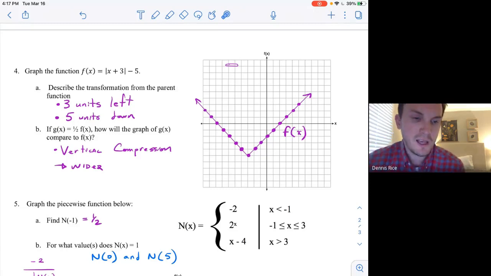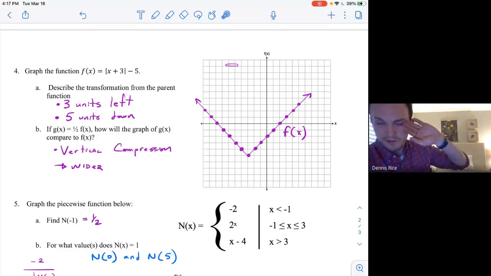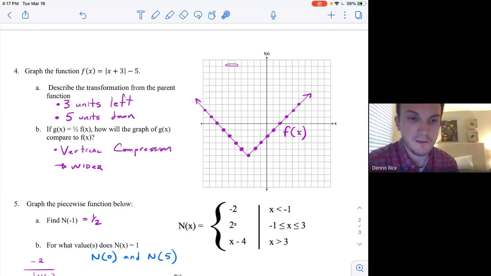If g of x is half of f of x, what would happen if you multiply the entire thing by 1/2? We know that when we throw numbers between 0 and 1 in front as coefficients, it will make the graph wider. Vertical compression, if you want to sound fancy. And you can test that out. Let's say you weren't sure, type in 1/2 and then type in the f of x equation. And you'll see, oh yeah, it did get wider.